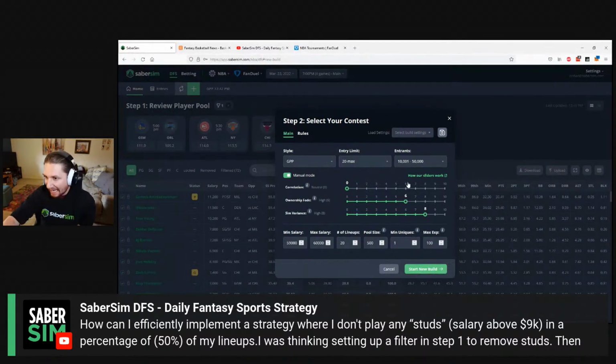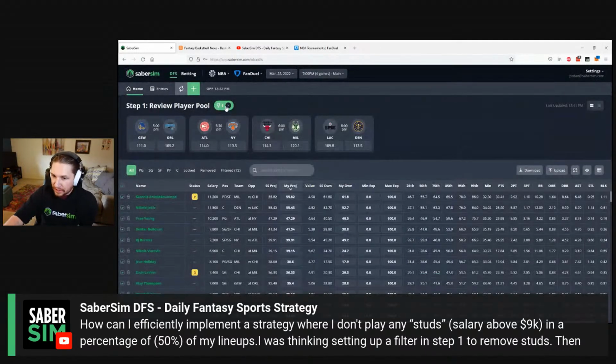I mean, with that said, I think probably the easiest thing to do would be to use the filter, eliminate those players that are over 9K, build some lineups, and then build another set without that on top there. And I think it gets a little bit tricky there.